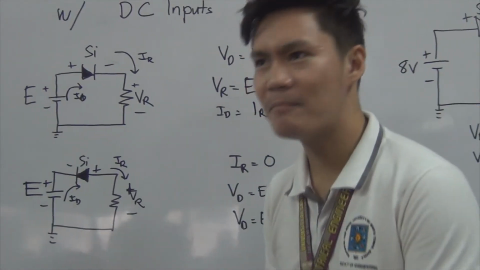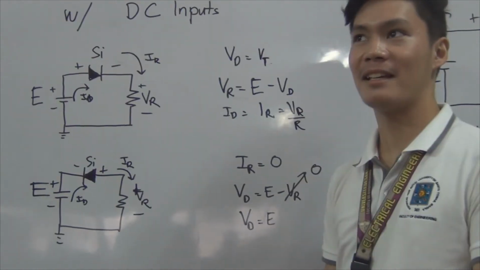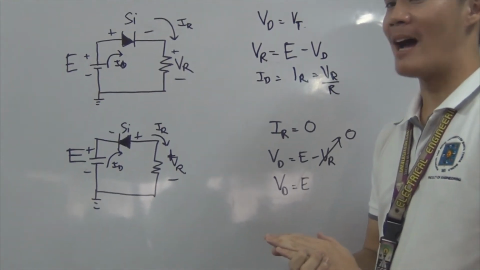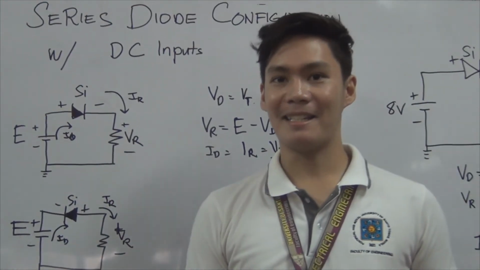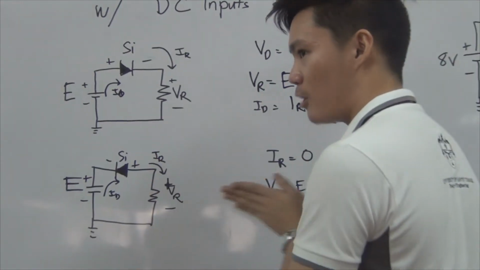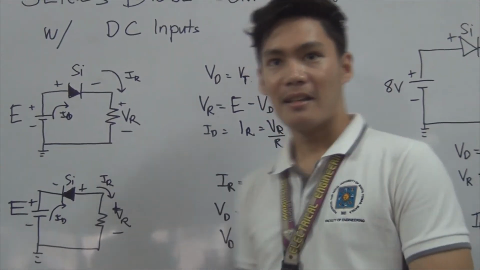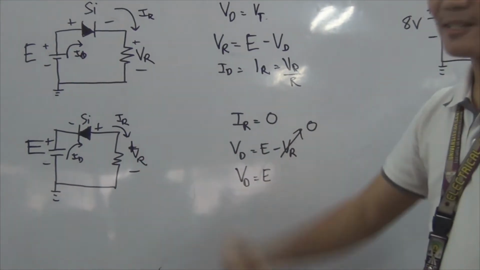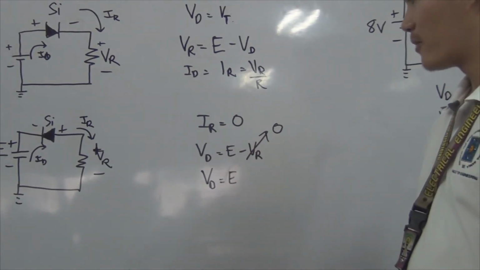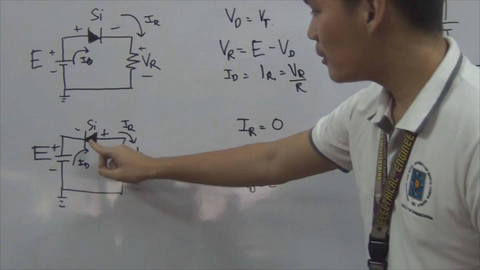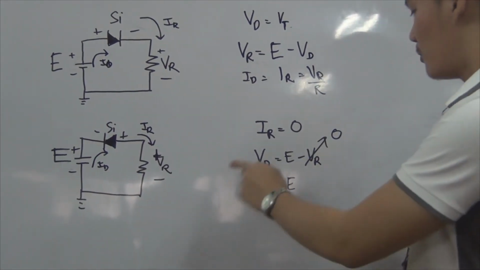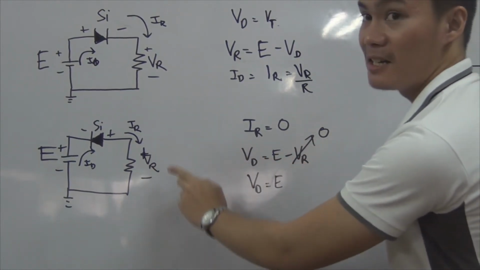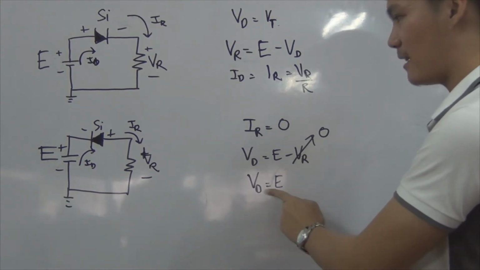So how about reverse bias? How can we do that? Reverse bias is an open circuit, since the diode is going there, so it's an open circuit. And there's no flow of current in the resistor, which is IR is equal to 0. So to know the voltage in a diode in a reverse bias, we should apply the KVL. Since the voltage across the resistor is 0, VD is equal to E.